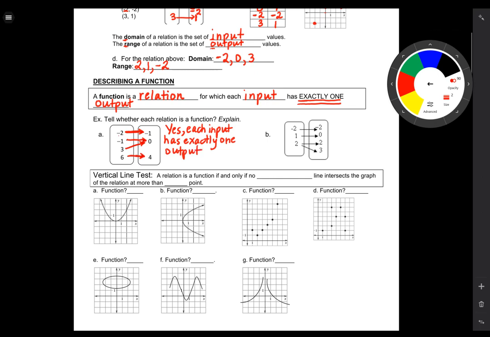Okay, looking at problem B. So -2 has only one arrow leaving from it. 1 has only one arrow leaving from it. But here's the problem. The number 2 has 2 arrows leaving from it. So this is not a function. So no. The input 2 has more than one output.